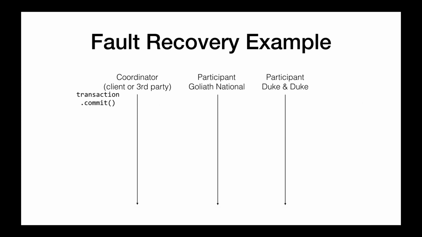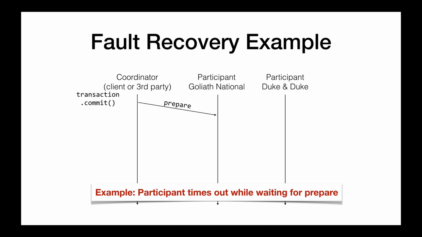Let's look at another timeout case. The coordinator sends a prepare message. What happens if this message gets lost in the ether as it's being sent to one of the participants? We saw what happens if the coordinator timed out on getting a response, but what happens if a participant times out while waiting for the prepare?